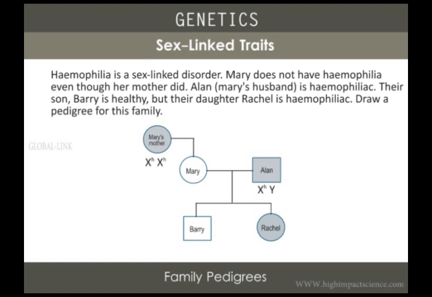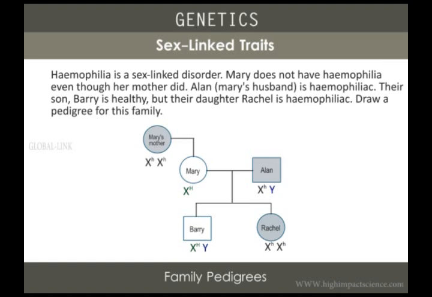Let's leave Mary first. Barry is a healthy male, so XHY. Rachel is a hemophiliac female, so XhXh. Barry got his XH from the mother and Y from the father. And so we can be sure that Mary had at least an X capital H.